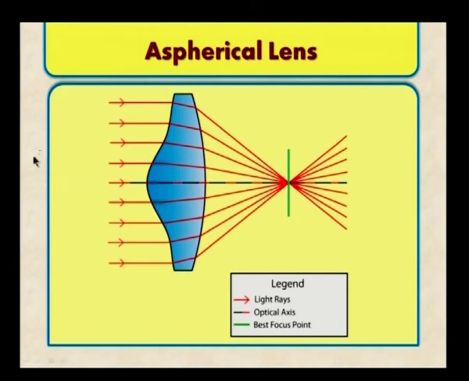Now, in an aspherical lens, you see the light rays here, this is the optic axis, and the best focus point is here. This lens has this kind of shape, you see the difference in shape. It is not a spherical lens, it is an aspherical lens, that will lead to the best focus as shown in this picture. That is a possible way by which the aberration can be minimized.